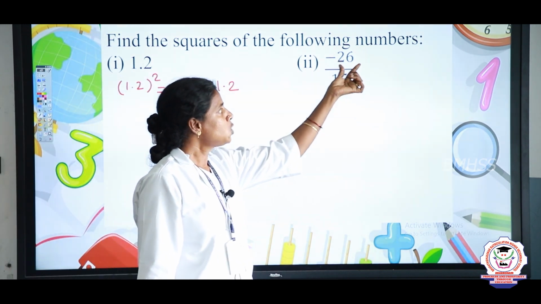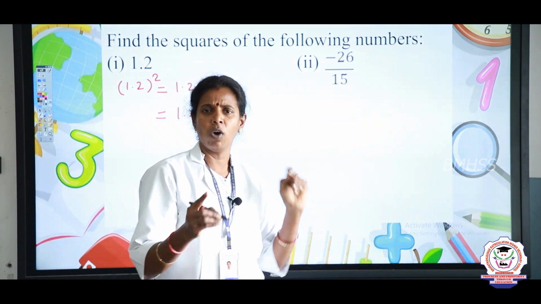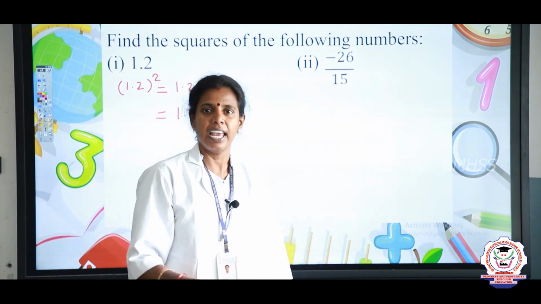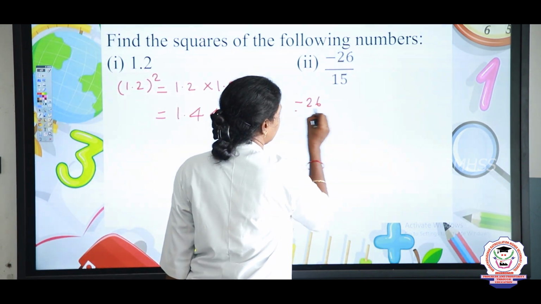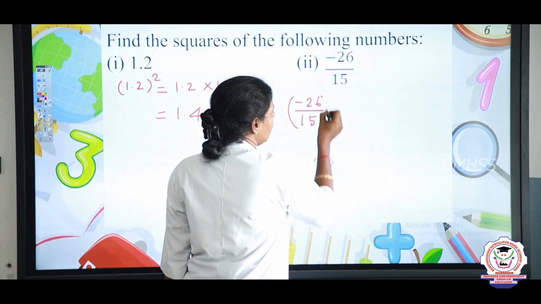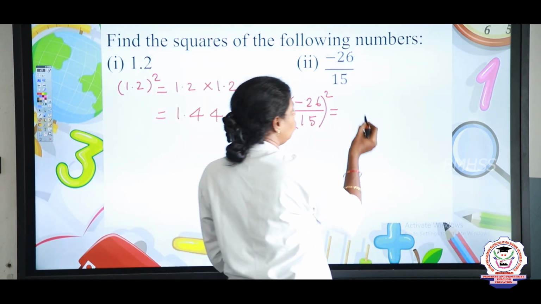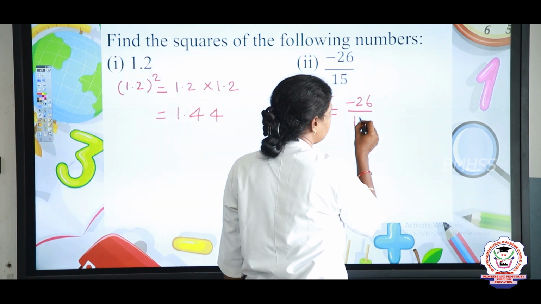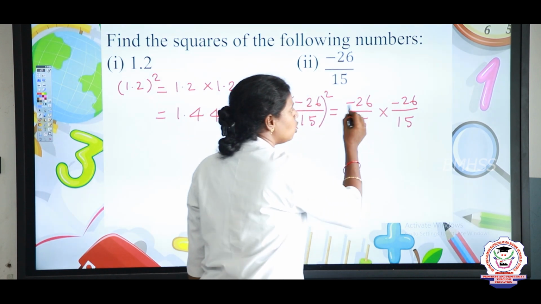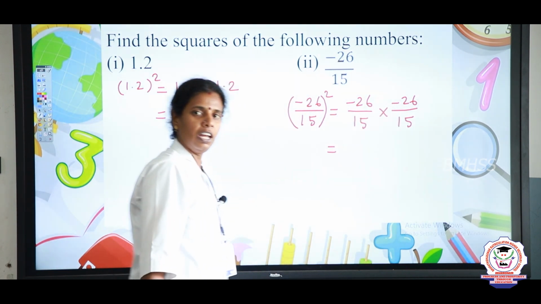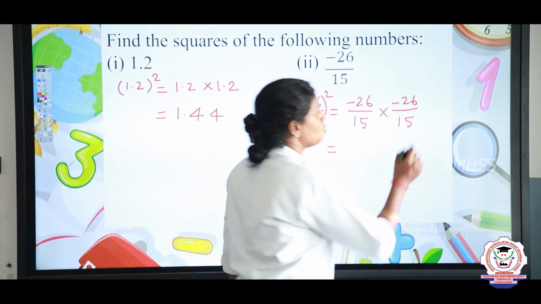And minus 26 by 15 is a negative rational number. So when we square a negative number, what will be the answer? The answer will always be, yes, always positive. Very good. So minus 26 by 15, the whole square, equal to the number multiplied by itself. 2 times we are going to write, which is minus 26 by 15 into minus 26 by 15. So the next step will be minus into minus, it will be plus, and multiply the numerator with the numerator. 26 into 26, what will be the answer?